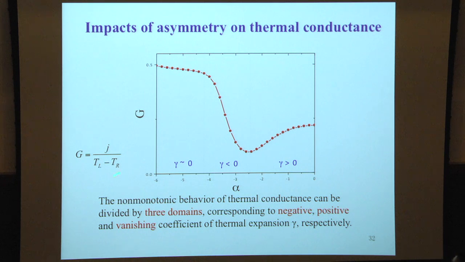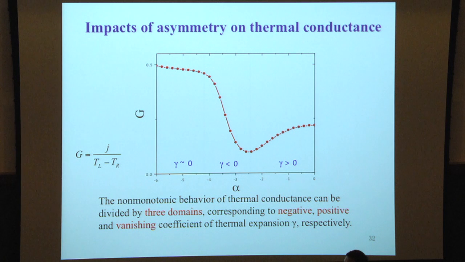We obtained a non-monotonic behavior of thermal conductance as a function of alpha. This behavior can be divided into three domains, corresponding to negative, positive and vanishing coefficient of thermal expansion, gamma. I will talk about it later. So this is basically the result. The turning point here is not 2, but 2.5 somehow. This is due to the finite temperature effect. Understanding the non-monotonic behavior is based on the understanding of the asymmetry of the potential.